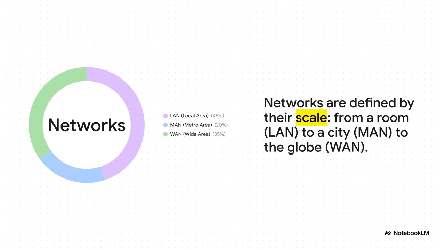The Wi-Fi network in your house, that's a local area network, or a LAN. A network that connects an entire university campus or part of a city, that's a metropolitan area network, a MAN. And that gigantic global network of networks that connects the whole planet, that's a wide area network, or WAN, which we all just call the internet.